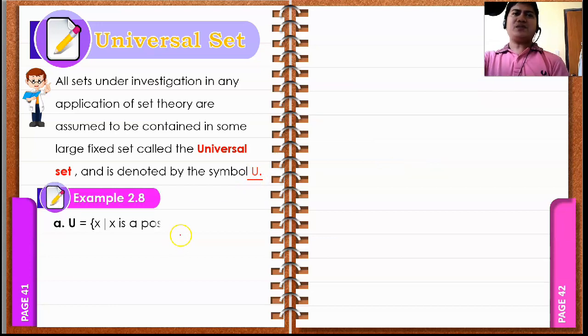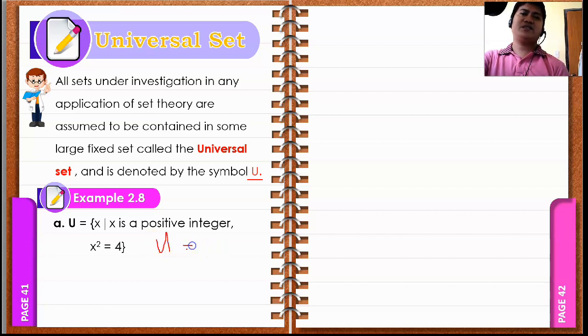So for example, U is equal to the set of all x such that x is a positive integer and x squared equals 4. In this case, the element of U is 2. There's only one element, so this is also an example of a singleton or a unit set.